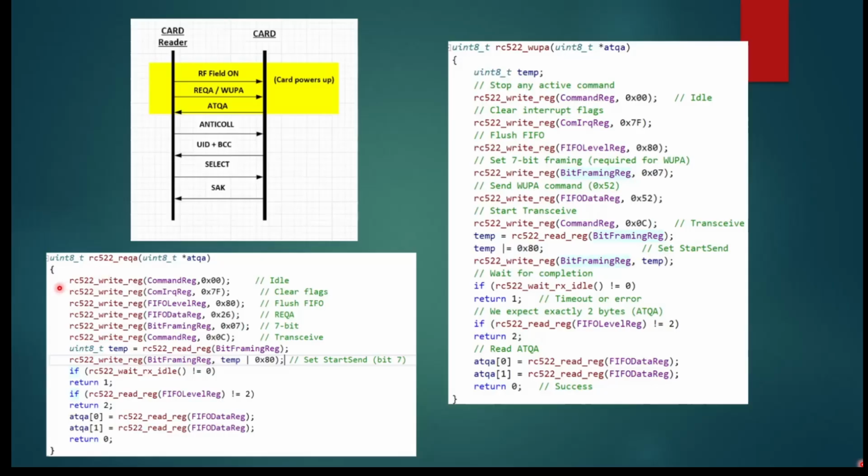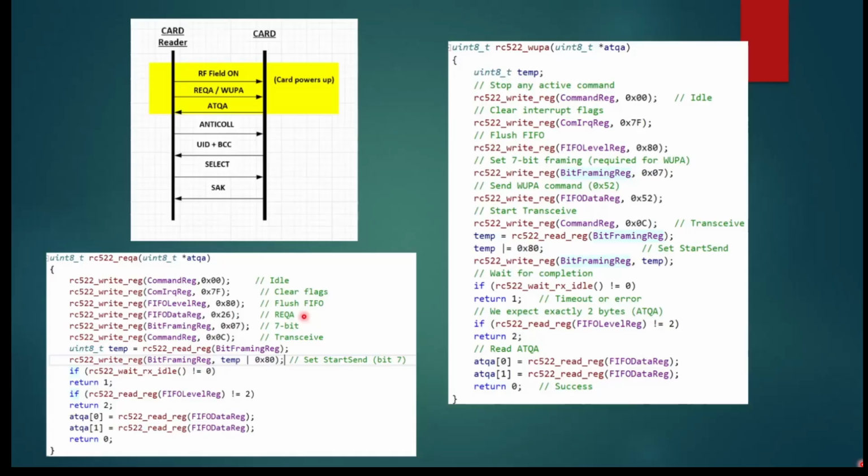This is going to be very common, the way we send the message. So the first thing we do is we send the card to an idle state. Basically, it says, let's start from 0, shut everything off. Next, we clear all flags, and we also flush the FIFO. So this is the housekeeping, you could say. Next, we send the REQA message.